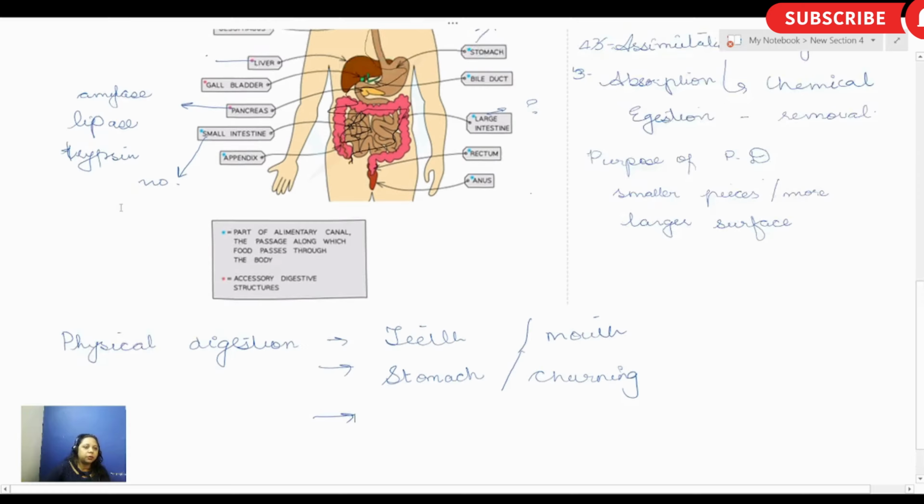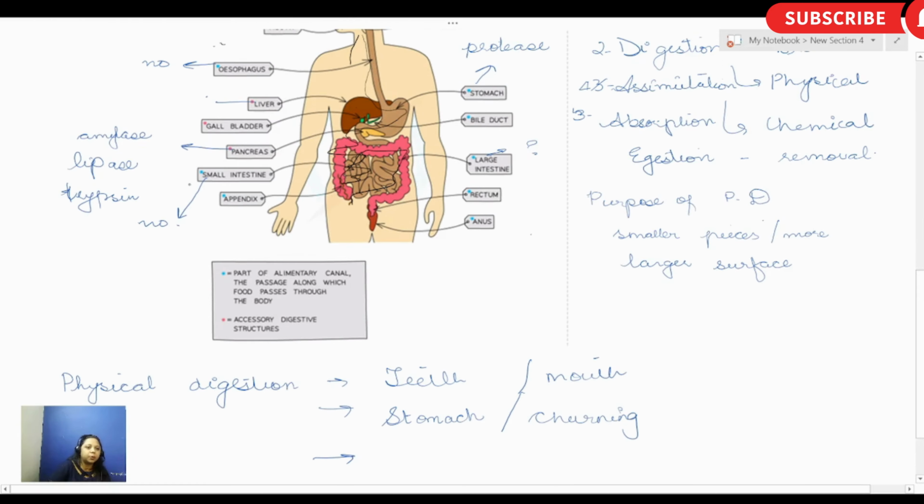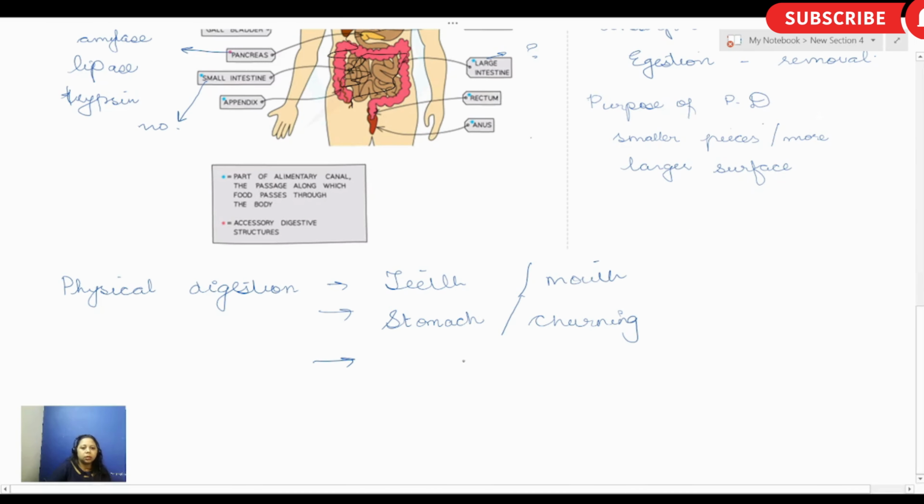Then where else? We have discussed something about the liver, that it produces bile. So again the liver, and that bile basically emulsifies. Let's write emulsify. What is the meaning of emulsify? Breaking bigger fat molecules into smaller droplets. The purpose is the same as we have discussed: to increase the surface area so that enzymes can act on them more efficiently, making digestion more efficient.